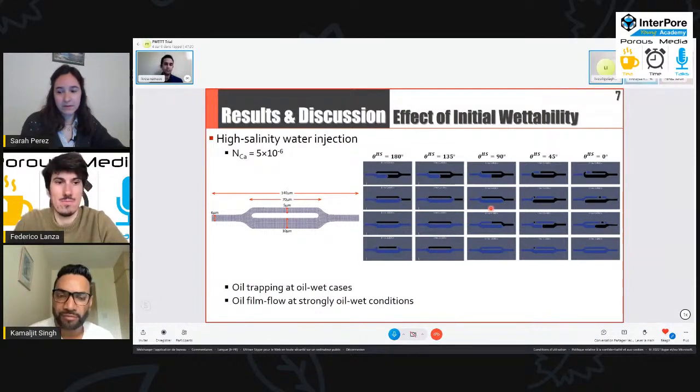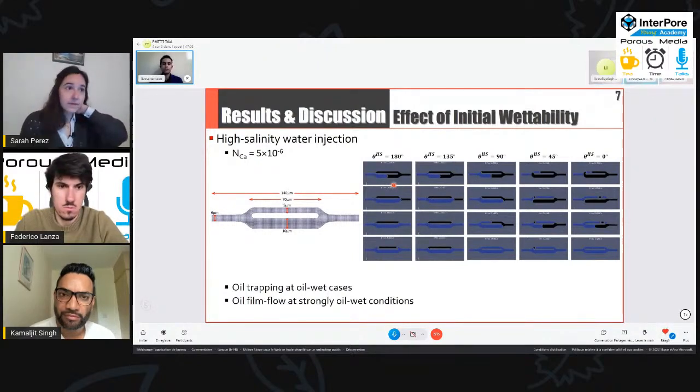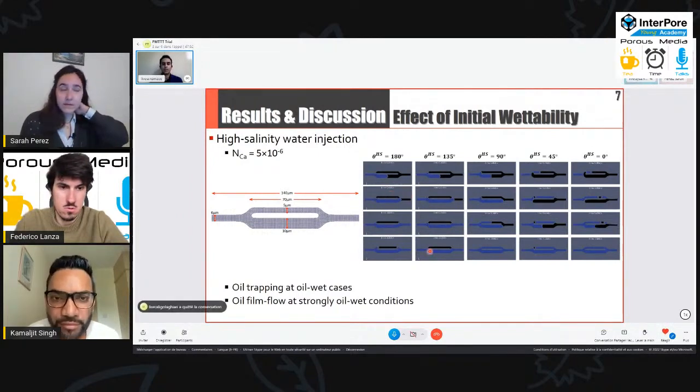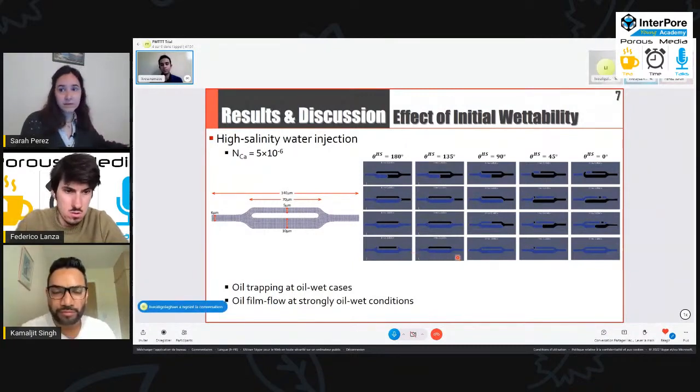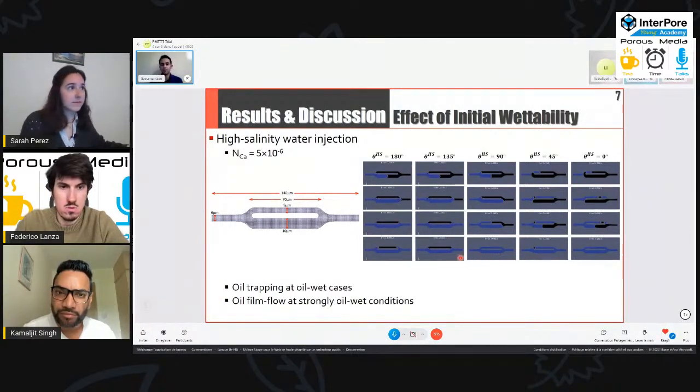This is the geometry that we have been studying. It's a simple four-droplet model, which consists of a smaller channel and a larger channel. And we have injected high salinity water, and we have studied the water trapping inside this geometry at different wettability states, and we can see that oil is being trapped at the oil-wet conditions, but in the intermediate conditions and the water-wet conditions, no oil will be trapped. So we have focused on these two conditions.